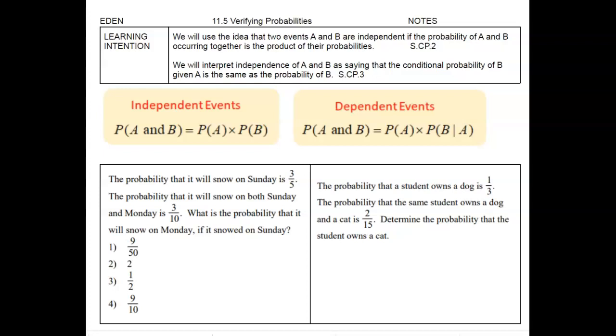So as a review, there's going to be 4 formulas. We've got independent events. This is the formula. If we have the probability of A and B, then that should be equal to the probability of the first event times the probability of the second event. If they are dependent events, then the probability of A and B will be equal to the probability of the first event, and then remember this is conditional, the probability of the second event given that the first event has occurred.